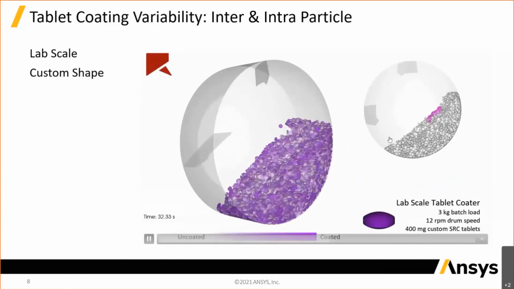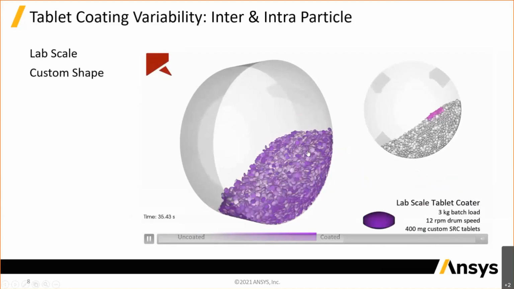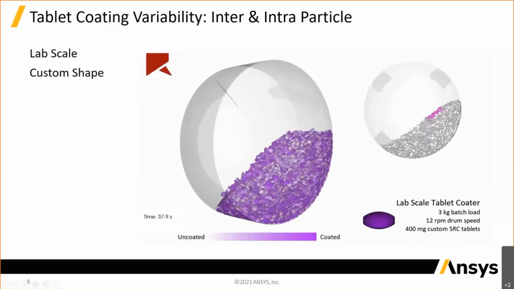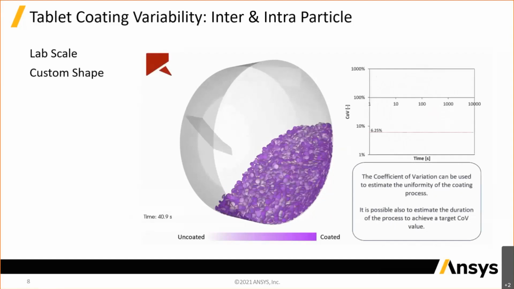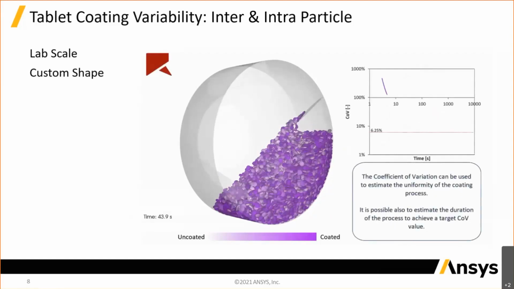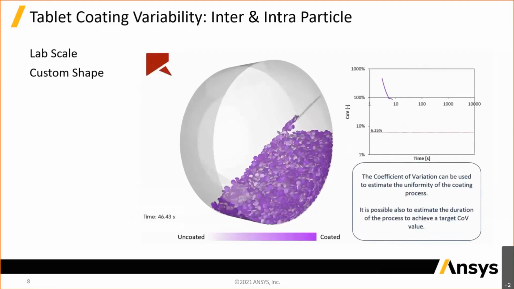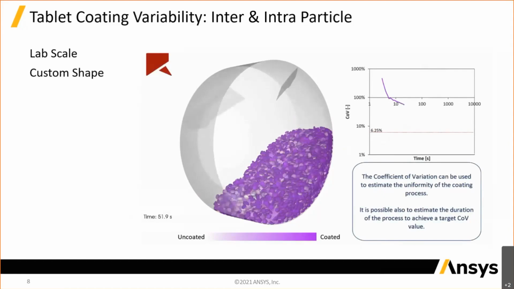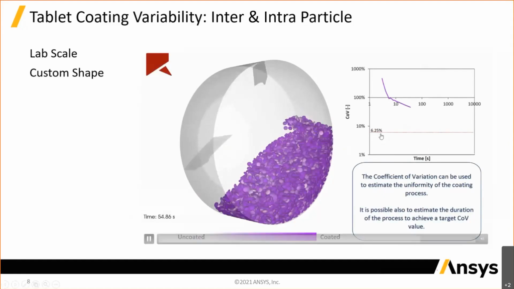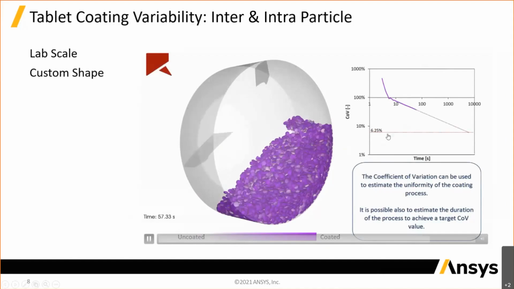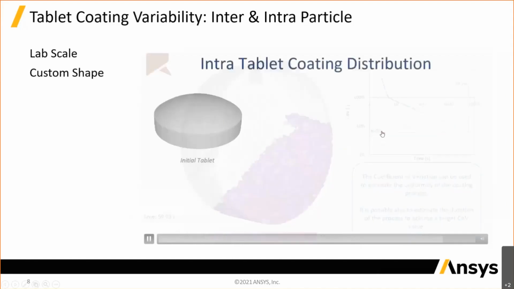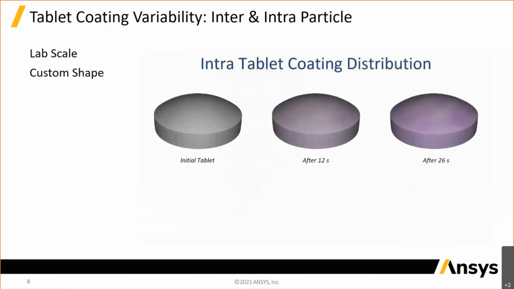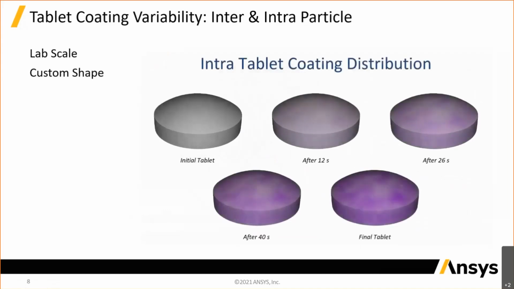So with Rocky, we have a module that allows us to analyze the deposition of this liquid content on the surface of the tablets, and we can evaluate the coefficient of variability over time as this liquid is being added to the particles. In such applications, we want this variability to be below certain values. In this case, we want to achieve a value of 6.25%, and we can extrapolate this data to estimate how much time we would take to reach this 6.25%.